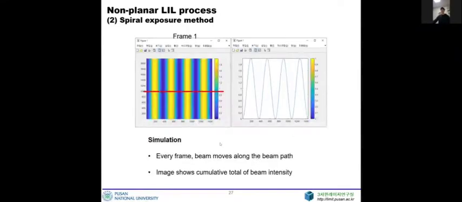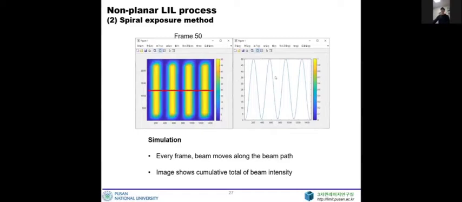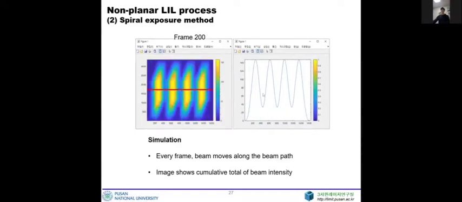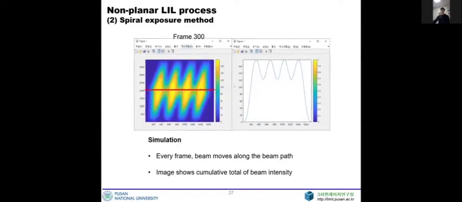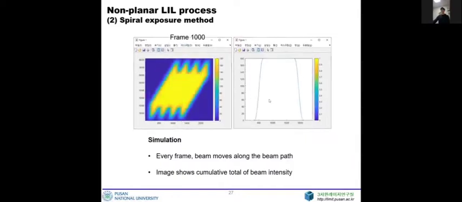By this calculation, results show the contrast decrease like this. Frame 1, frame 50, frame 200, and on frame 300, there is very low contrast, and finally, there is no contrast in the pattern. However, from further simulation, it was confirmed that only extreme parameters cause this result.